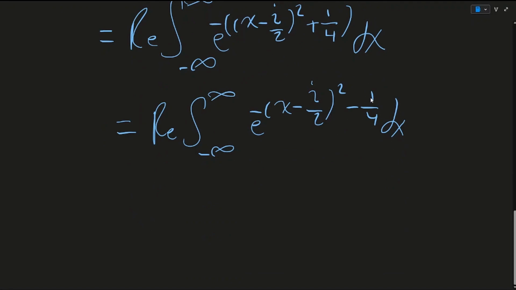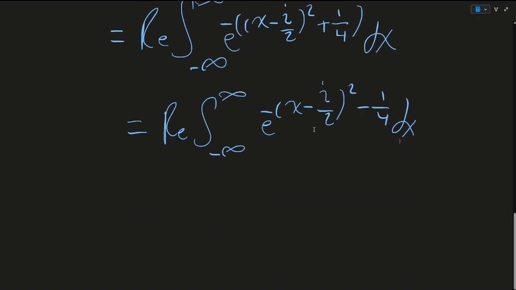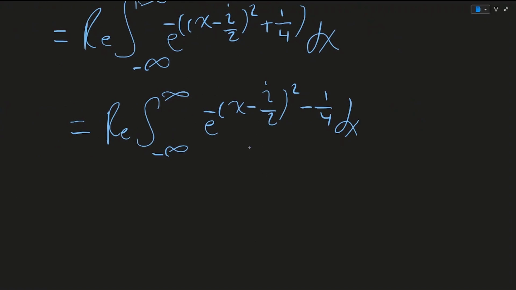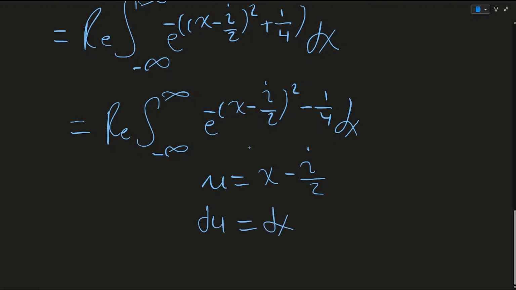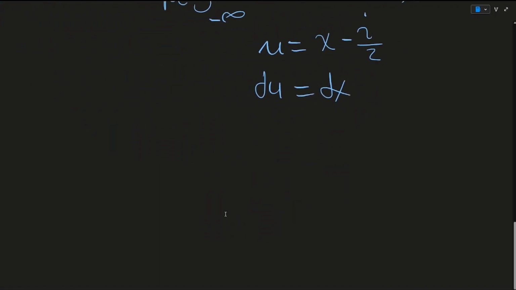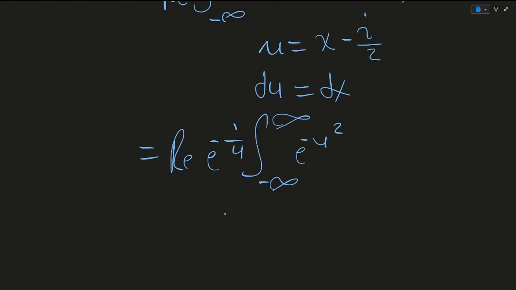And now we can pull out this e to the negative 1/4 from the integral and also perform a pretty straightforward linear substitution to get rid of this x minus i over 2 term. And so we have u equals x minus i over 2. Taking the derivative, we have du equal to dx. So it's a pretty straightforward transformation. We get the real part of e to the negative 1/4 times the integral from negative infinity to positive infinity of e to the negative u squared with respect to u.